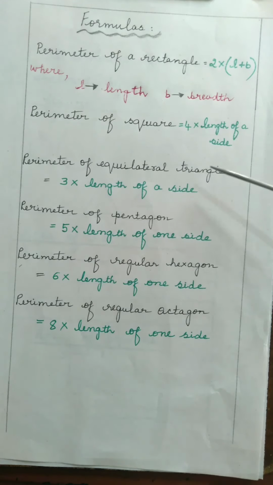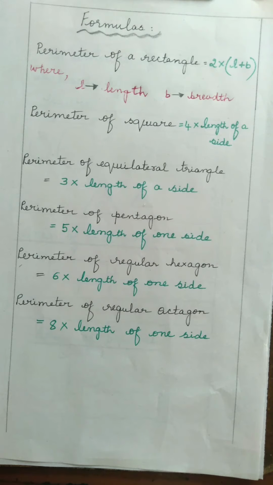Therefore, children, in the equilateral triangle, pentagon, regular hexagon and regular octagon, we can observe one common property: all the sides are equal. In an equilateral triangle, 3 sides are equal. In a pentagon, 5 sides are equal. In a regular hexagon, all the 6 sides are equal. In a regular octagon, 8 sides are equal. Then, what do we call such figures when all the sides are equal in length?